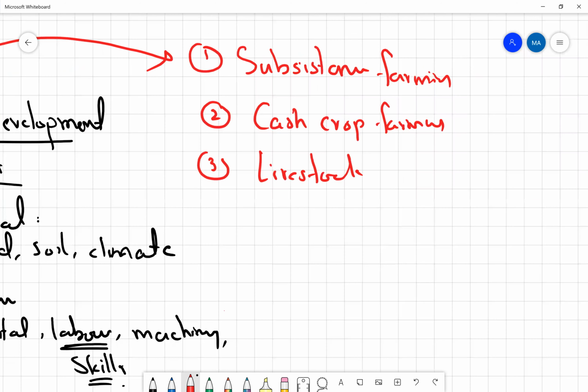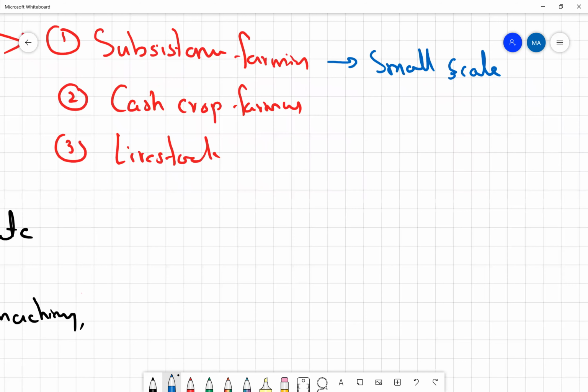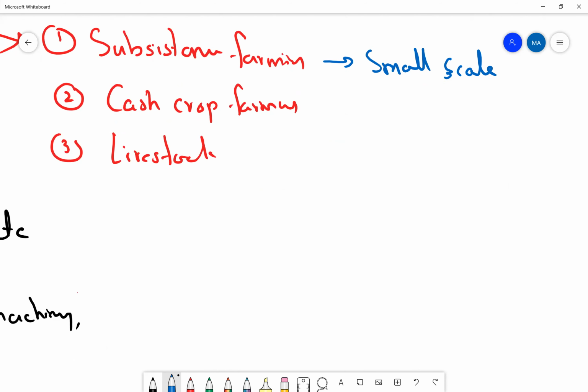So the subsistence farming is basically small scale farming, where most of the crops are generally grown for household purposes. People consume the crops domestically within their homes, and they're not sold economically. Whereas on the other hand, the cash crop farming is for commercial purposes. The crops grown as part of a cash crop farm are usually sold in the markets locally, and at times they're exported as well. Livestock farming is associated with animals and the products we obtain from animals.